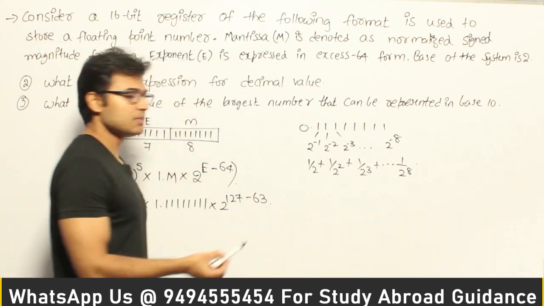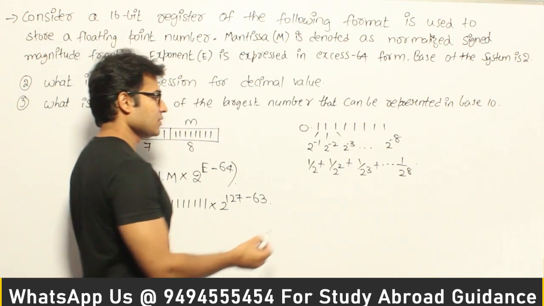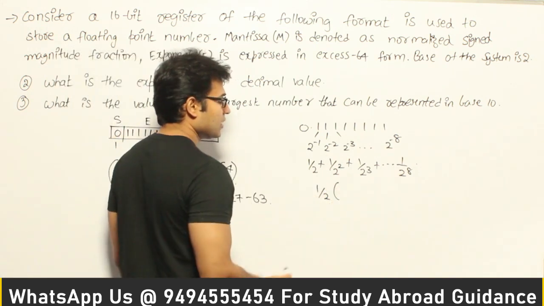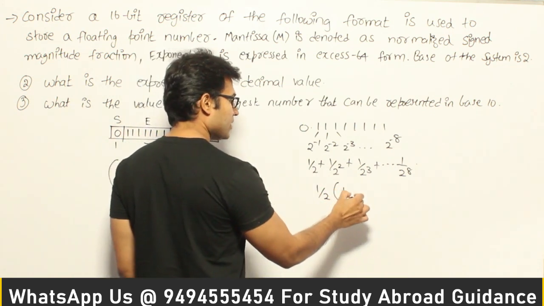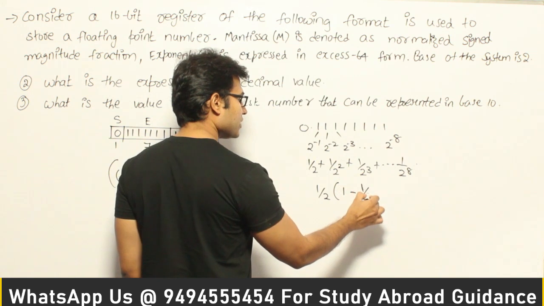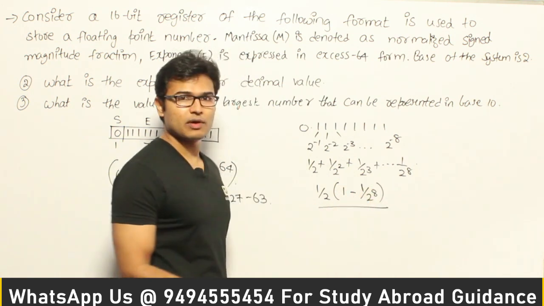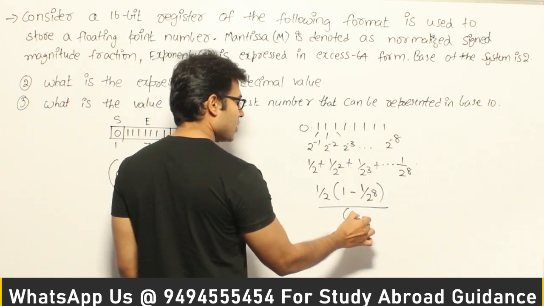Therefore I can use this GP formula, because all these numbers are in GP, geometric progression, right? So a into, what is a? First number, a into r power, so since r is less than 1, a into 1 minus r^n. So what is r here? This one, 1/2. n means number of terms. Number of terms is 8, divided by 1 minus r.